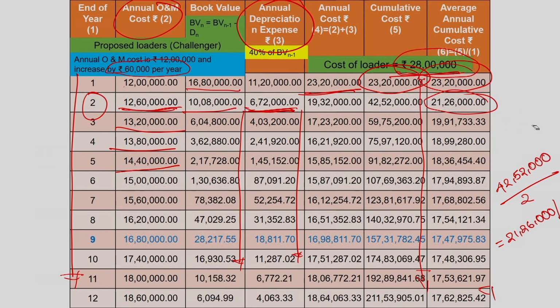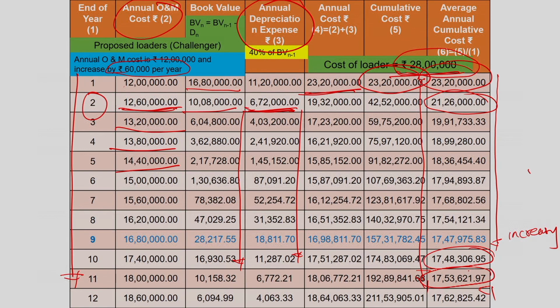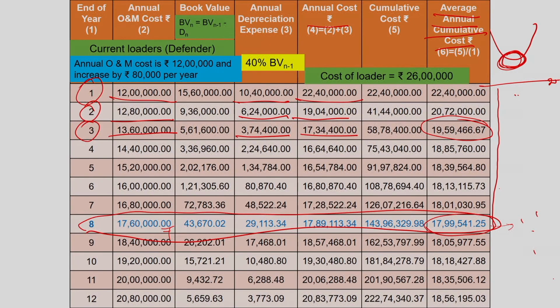Okay. So the same way you can see the trend here. Here also, initially the cost is high, then it starts reducing, it reaches a minimum point, after that it starts increasing. Okay. You can see it is increasing. So basically here the economic life of the machine is 9th year for the proposed loader, because the cost is minimum in the 9th year. But for the old loader the economic life is 8th year.